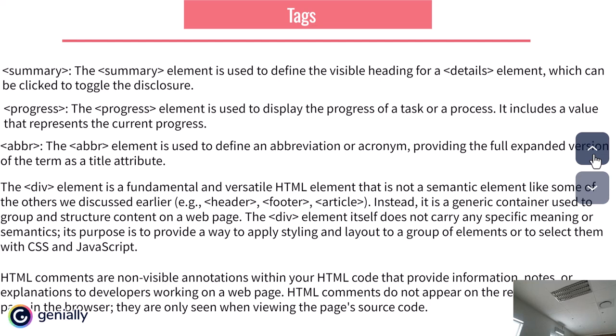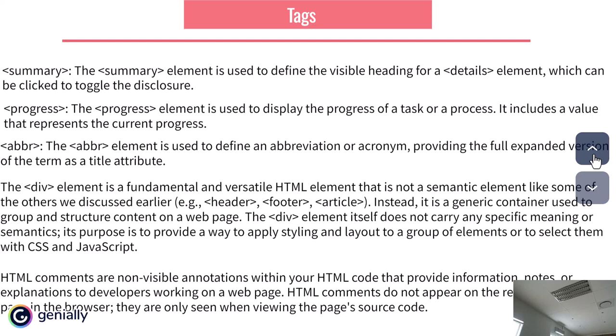So we also did the progress. The progress element is used to display the progress of a task or a process. It includes a value that represents the current progress. Progress, not process. We keep saying process. You understand? And then we have the abbreviation term, which is ABBR. The ABBR element is used to define an abbreviation or acronym providing the full expanded version of the term as a title attribute. You understand?